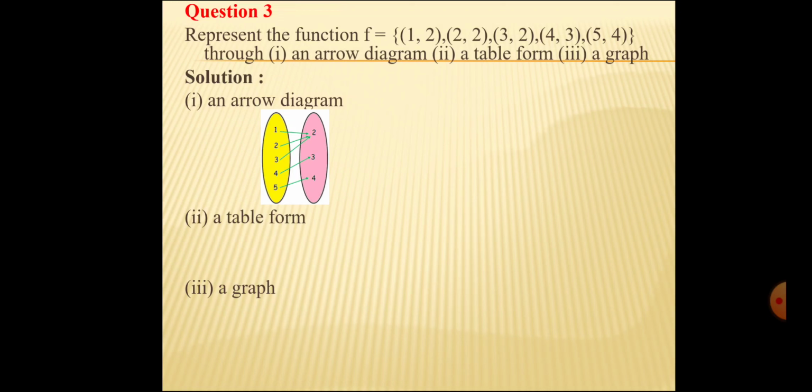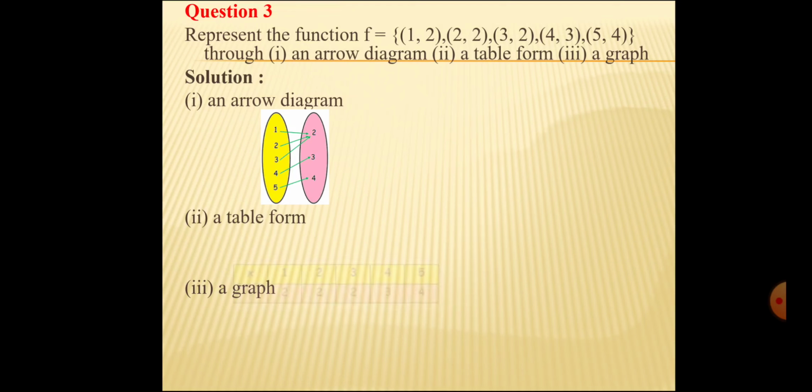Next 3, 4. So you write here 3, 4. The elements 1, 2, 3 have the same image 2. So you match here 1 to 2, 2 to 2, 3 to 2. Next 4, 3. So 4 to 3. Next 5, 4. So you draw a line from 5 to 4. That is an arrow diagram.